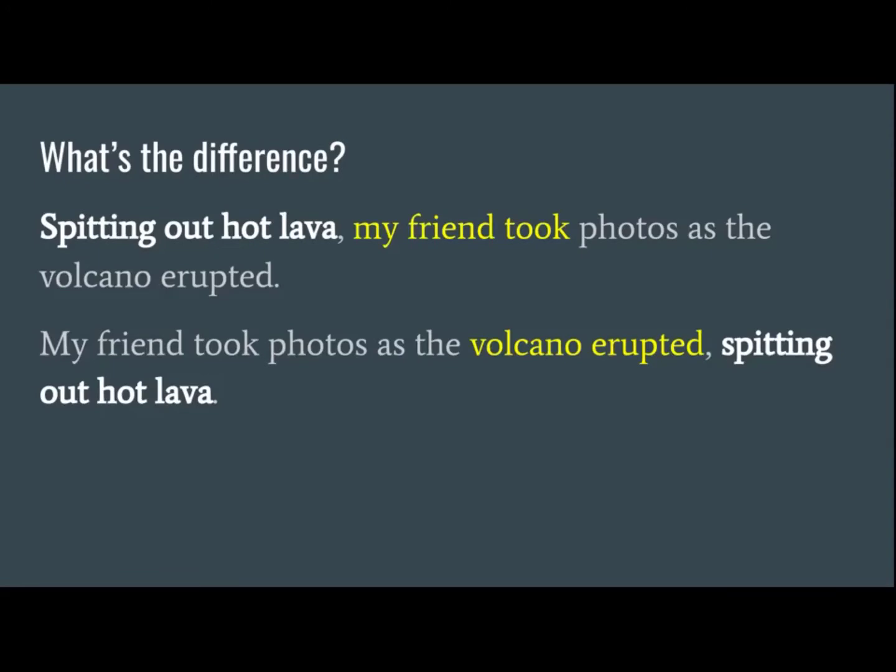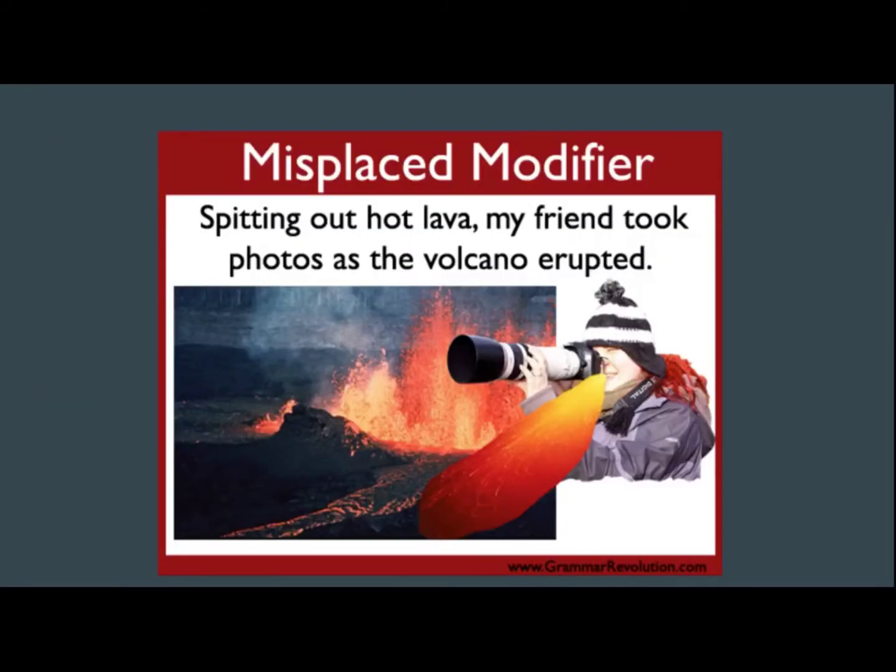So what's the difference between these two sentences? Spitting out hot lava, my friend took photos as the volcano erupted, and my friend took photos as the volcano erupted, spitting out hot lava. The modifier is spitting out hot lava. The question is, who or what is spitting out this hot lava? The way the sentence currently reads, spitting out hot lava, my friend took photos as the volcano erupted, makes it sound like the friend is spitting out the hot lava and not the volcano.